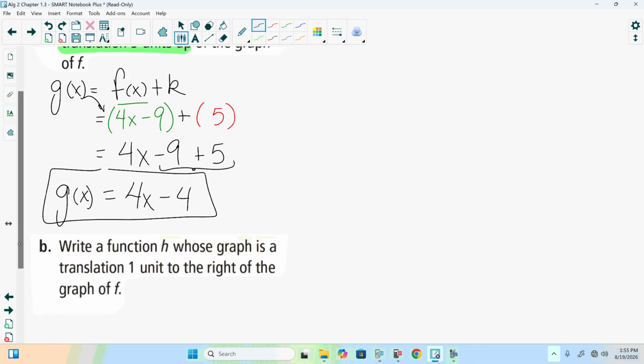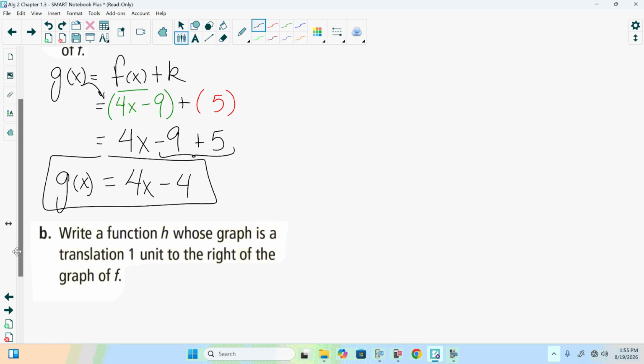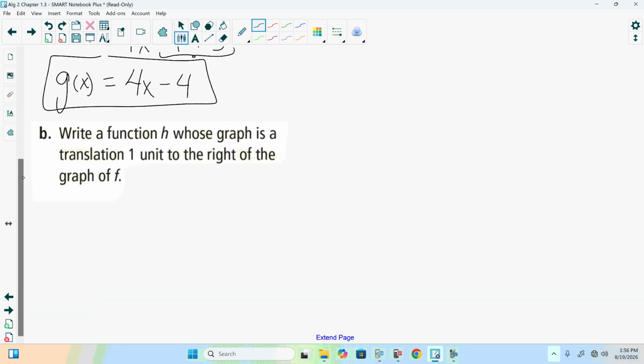Questions on how we translated this 5 units up? What would have happened if we translated it 9 units up? It'd just be 4x because we would have had negative 9 plus 9, which is 0. There's nothing to say that the constant number can't simplify out completely. We will still have the variable. We're ready to look at the next one.